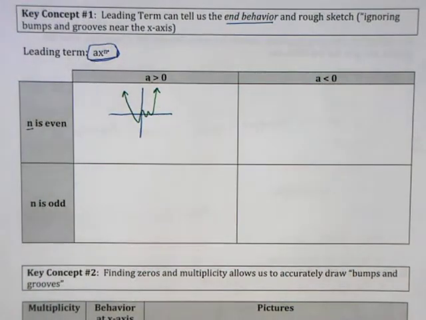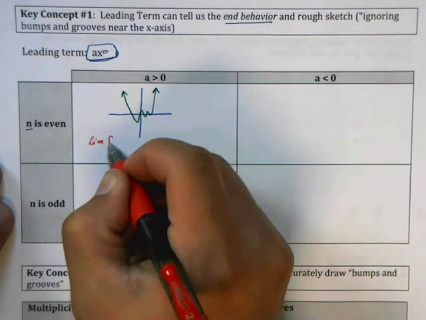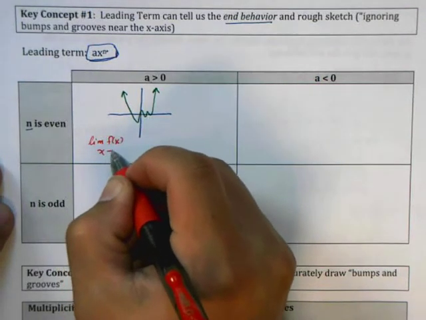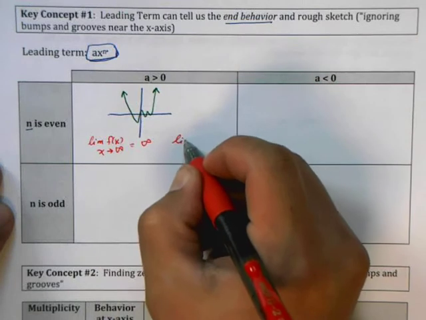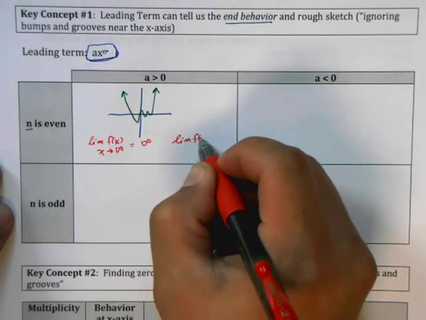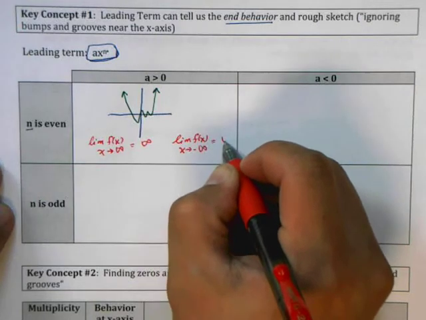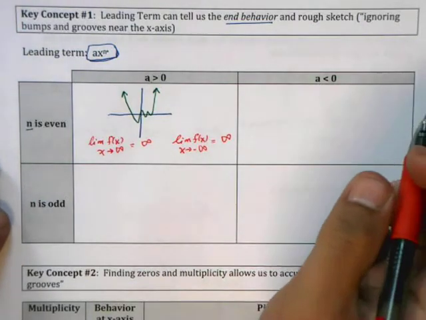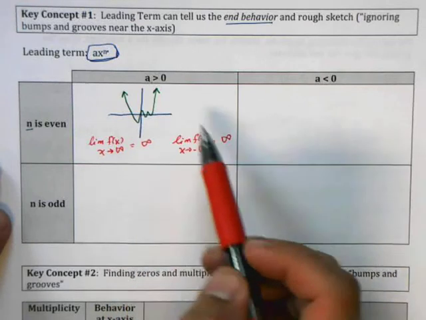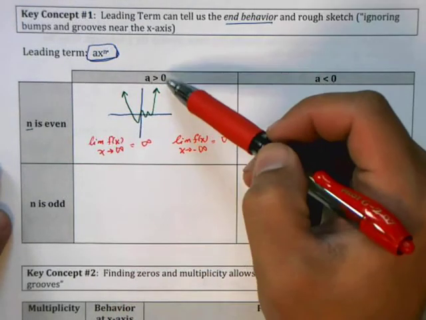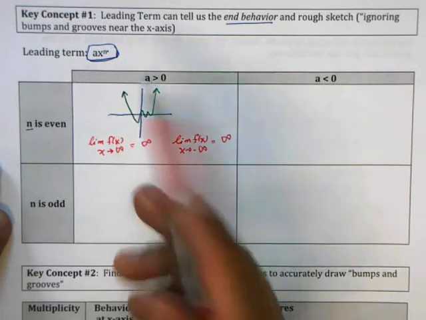So what we can say then about the end behavior is that the limit of f of x as x approaches infinity is equal to infinity, and the limit of f of x as x approaches negative infinity is also equal to infinity. Okay? In other words, as you go further to the right, the graph goes further up. If you go further and further to the left, the graph also goes further up.